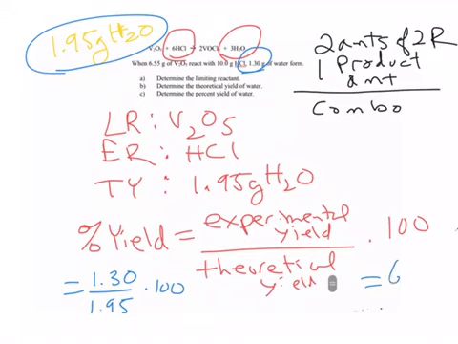So 66.7% was our percent yield. We got 66.7% of the maximum given this situation.